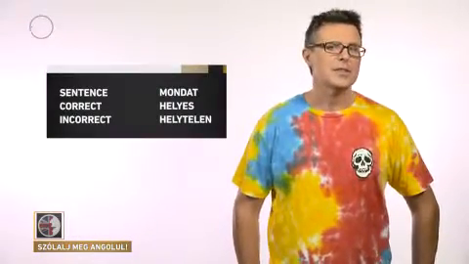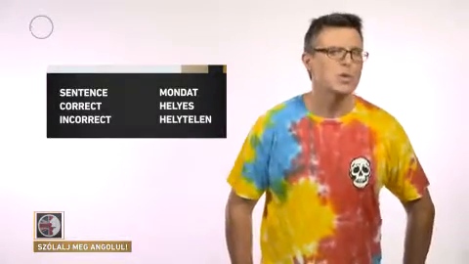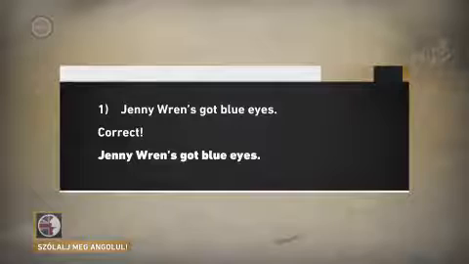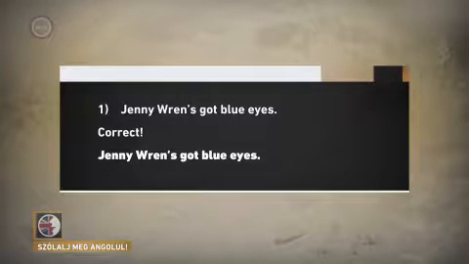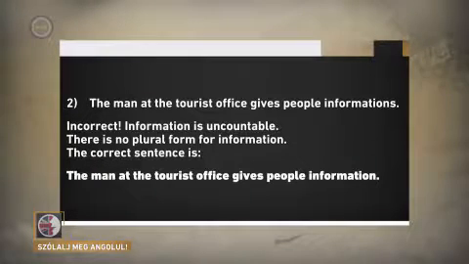Okay, now let's look at these sentences and decide if they're correct or incorrect. Let's look at the first one together as an example. Jenny Wren's got blue eyes. Correct. Jenny Wren's got blue eyes. The man at the tourist office gives people informations. Incorrect. Information is uncountable. There is no plural form for information. The correct sentence is, the man at the tourist office gives people information.